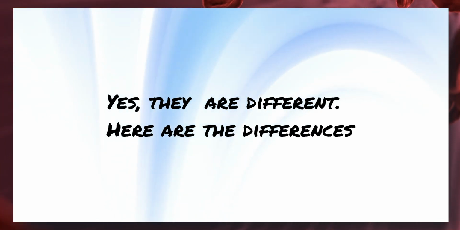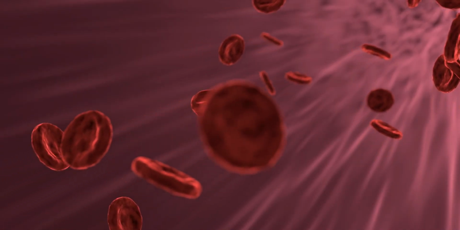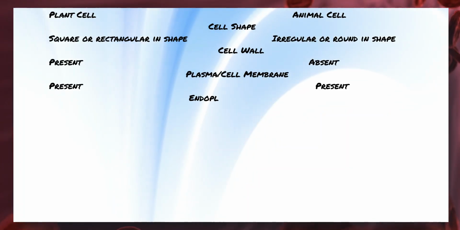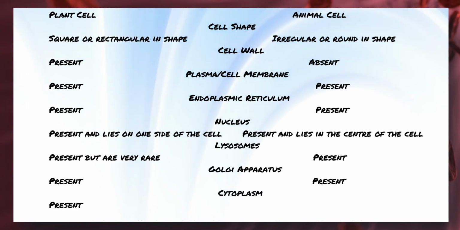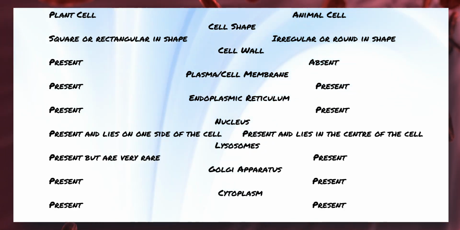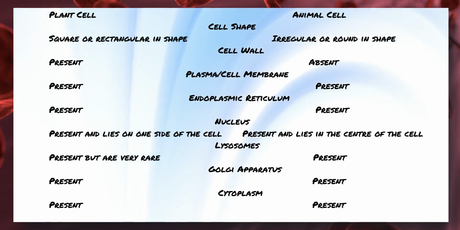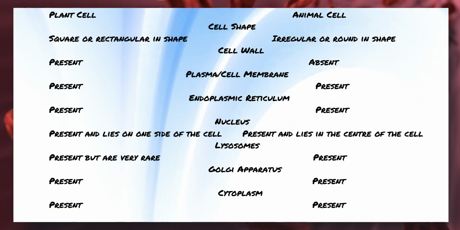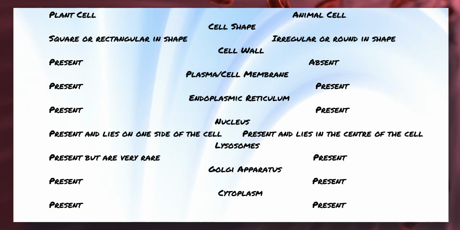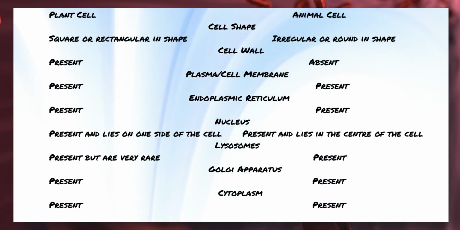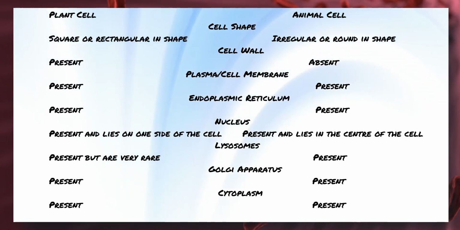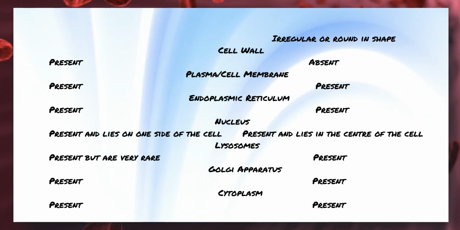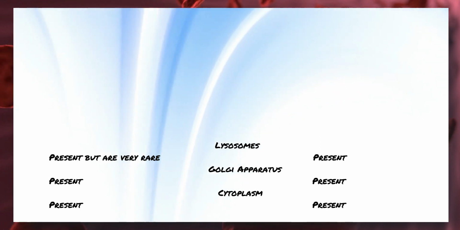Are plant cell and animal cell different? Yes, they are different. Here are the differences. Plant cell, animal cell. Cell shape: square or rectangular in shape, irregular or round in shape. Cell wall: present, absent. Plasma/cell membrane: present. Endoplasmic reticulum: present. Nucleus: present and lies on one side of the cell, present and lies in the center of the cell. Lysosomes: present but are very rare, present. Golgi apparatus: present. Cytoplasm: present.